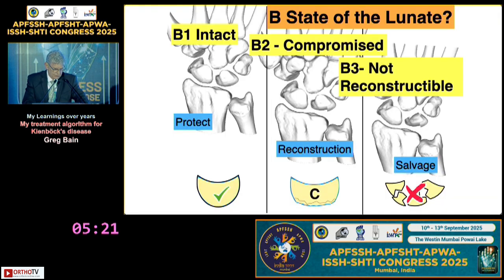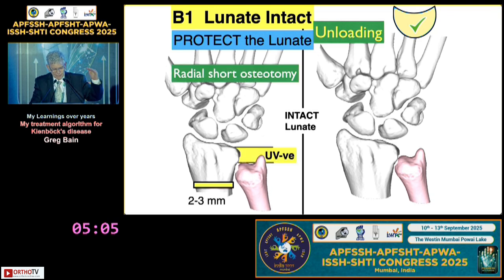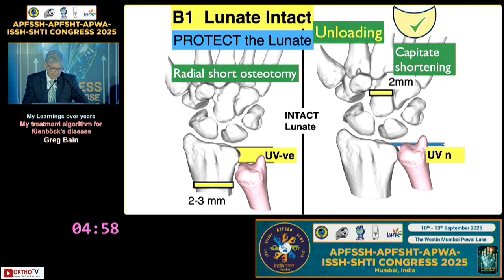So when we look at the state of the lunate, if the lunate's intact, we want to protect it. If the lunate's abnormal, we may wish to reconstruct it, and those cases which are more severe, we may need to look at a salvage procedure. So if the lunate's intact and we want to protect it, and there's a negative ulnar variance, then a radial shortening osteotomy seems to be an obvious choice. And if there's a neutral ulnar variance, then a capitate shortening is a good choice.